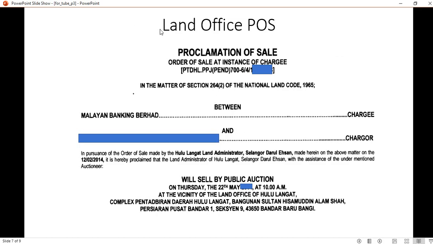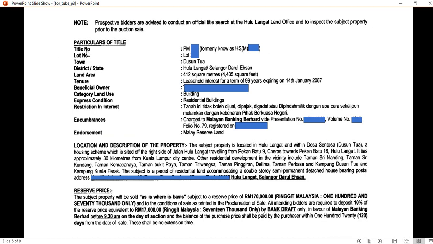Okay, another one is the Land Office POS. Instead of an AE number 38 something, each land office has their own reference number, the case number. So this one you don't have to remember. Again, they provide the same info: plaintiff or chargee, and defendant or chargor information, and then the time, date, and location of the auction. Same thing, they provide title number, lot number, town, land area, tenure, owner's name, and restrictions in interest, encumbrances, endorsement. In this case, this is a Malay reserve land, so those who are non-Malay will not be allowed to bid.